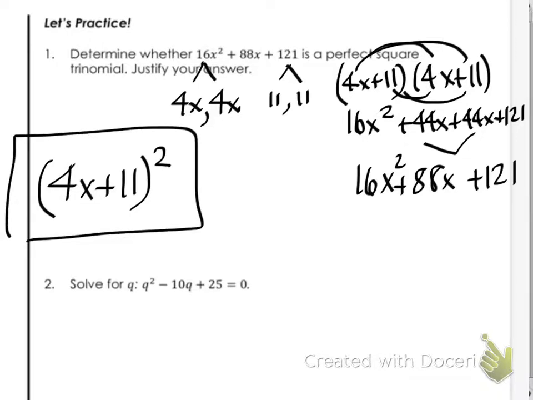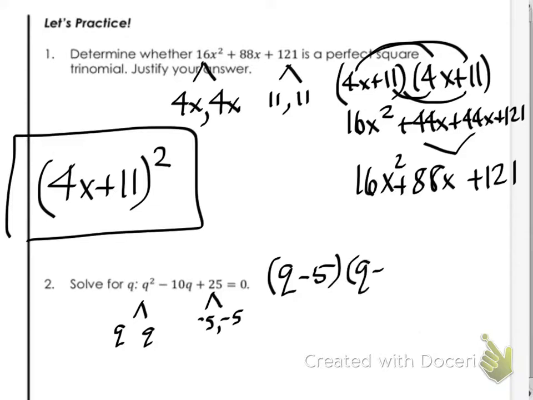Moving on now, let's see if this is a perfect square trinomial. And actually it is, and then what we want to do is solve for 0. So what times what gives us 25 that when we add it together gives us negative 10? Negative 5 times negative 5 is positive 25, but negative 5 plus negative 5 is negative 10. For q, we know that we're going to have q and q. So here we can write out q minus 5 times q minus 5. And remember, this is going to be equal to 0.